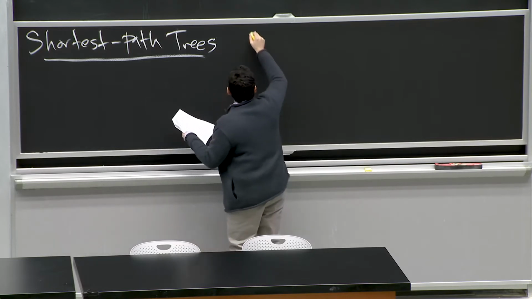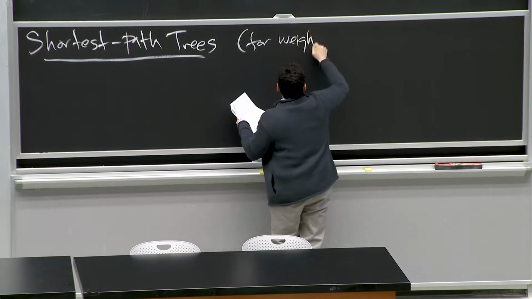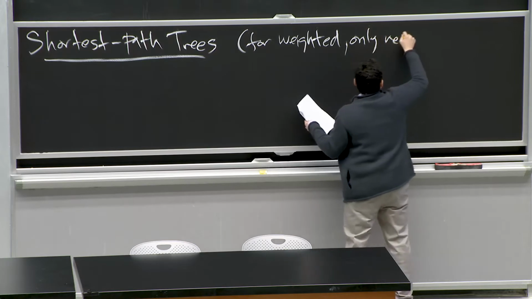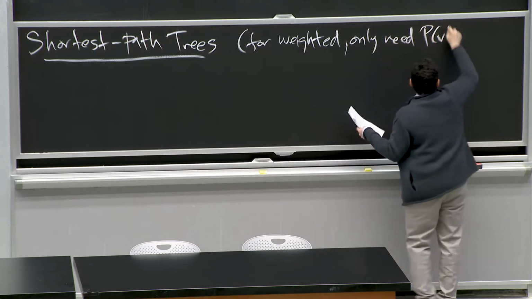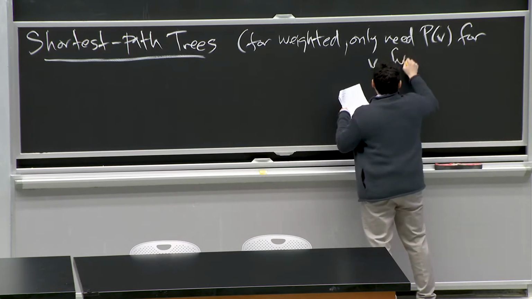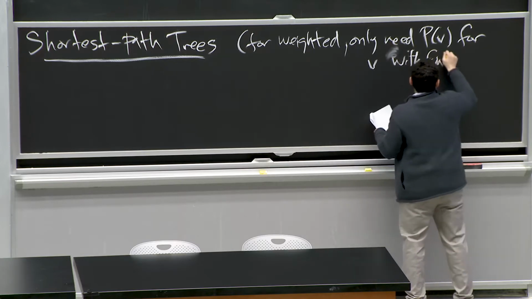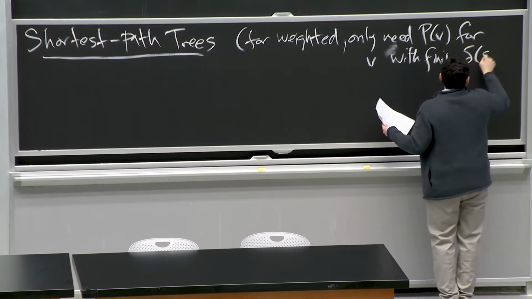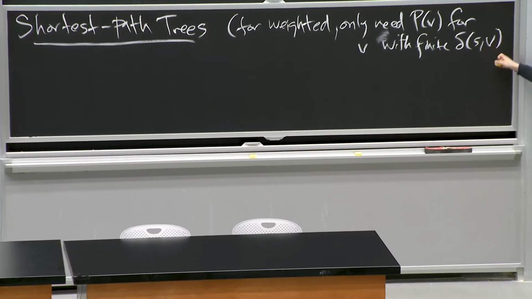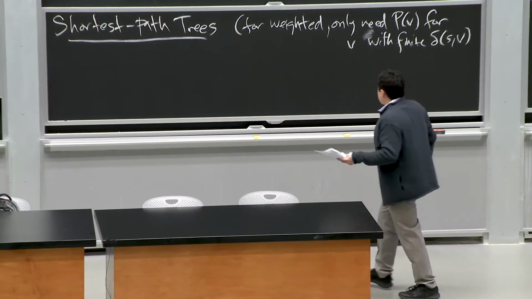For weighted shortest paths, there's a caveat here I'm going to write down: we only need parent pointers for v with finite shortest path distance. Okay? Only finite shortest path distance. We don't care about the infinite ones or the minus infinite ones, just the finite ones. So here's the algorithm.